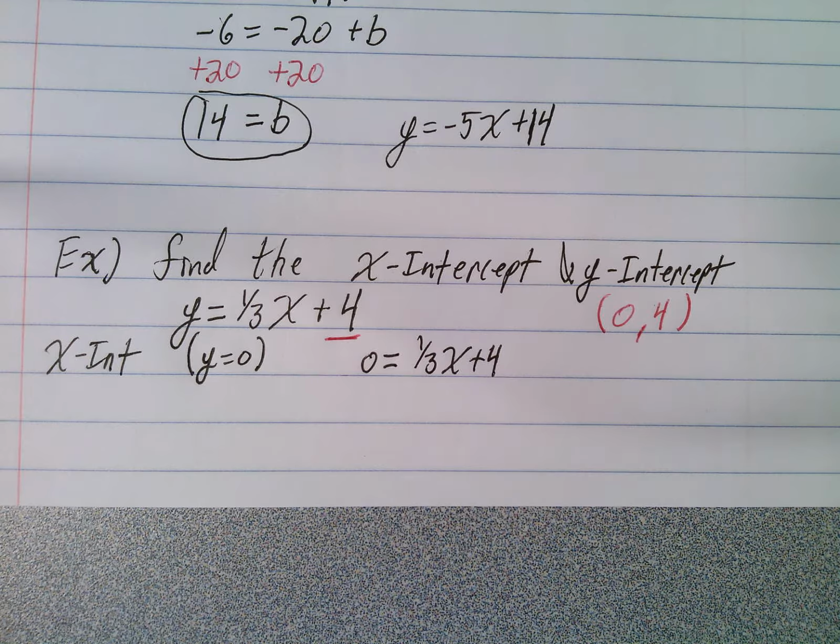Dividing by 1/3 is the same as doing what? Multiply by, what is it? 3. Yeah. So really what this is saying is 1 times x divided by 3. So the opposite of dividing by 3 would be multiplying by 3. So let's just multiply by 3. That's really what we'd do anyway.